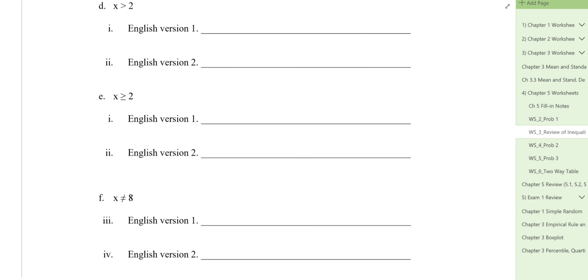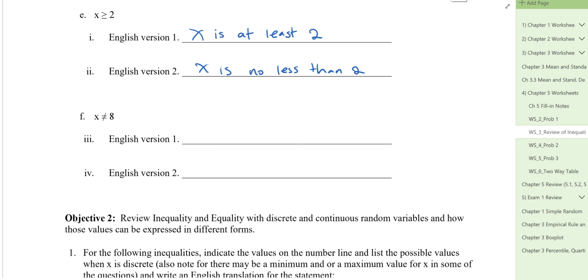Here, I would suggest you pause the video and try to practice on your own. Okay, part D, x is greater than 2. I can also say x is more than 2. When an equal sign is involved, I can say x is at least 2, or I can also say x is no less than 2. So at least 2, no less than 2, and x is greater than or equal to 2 is the third way to say it.